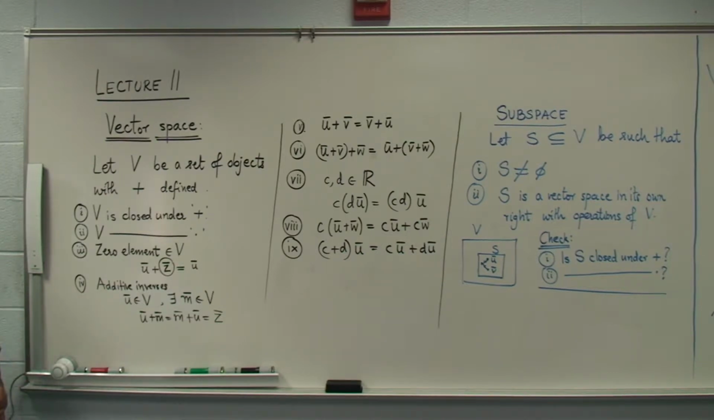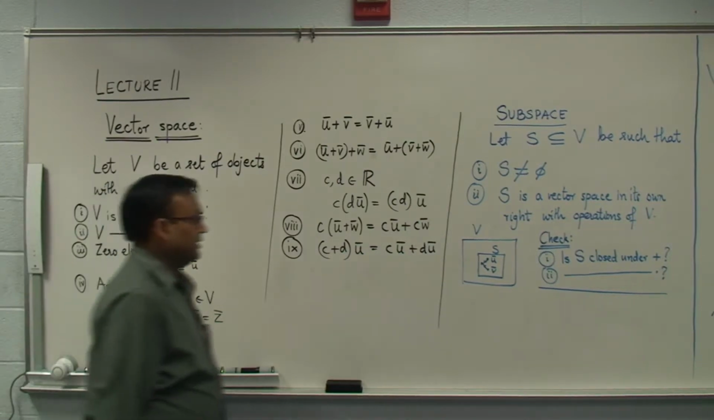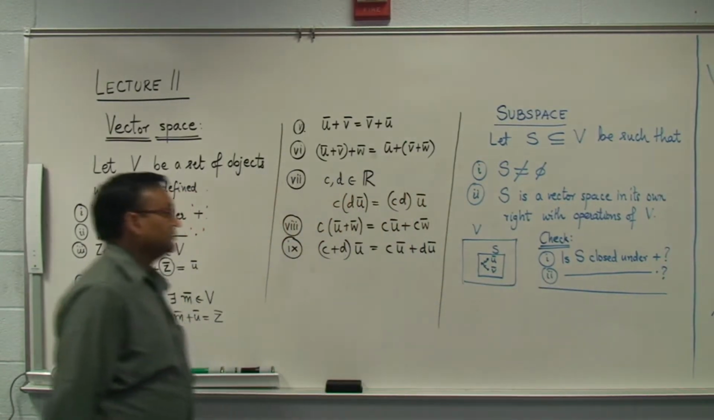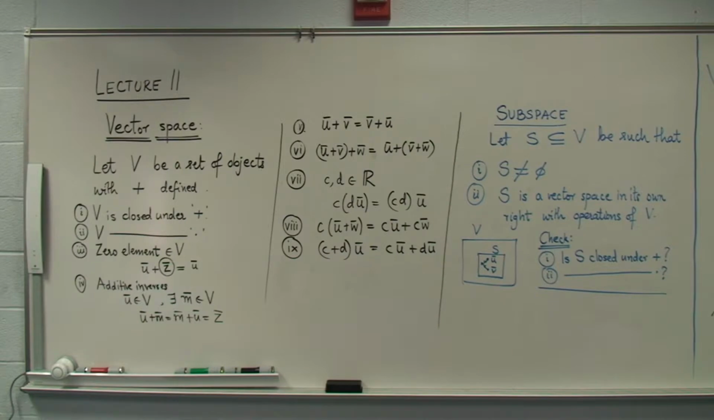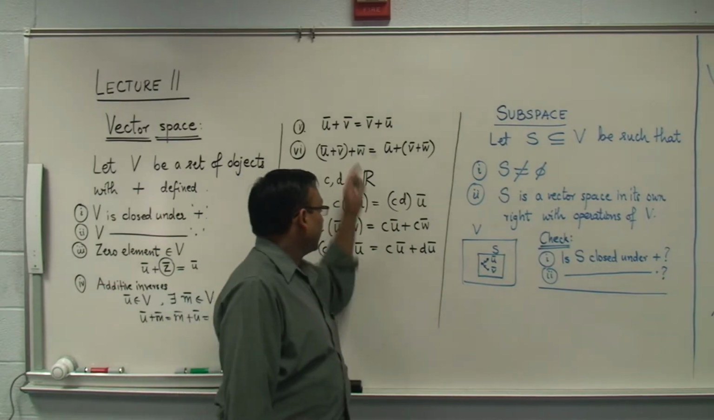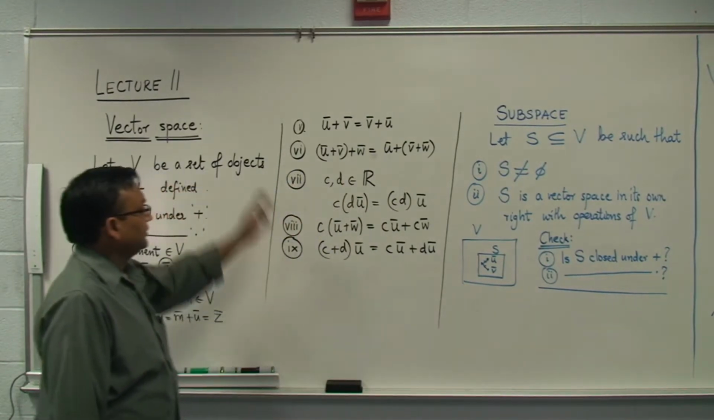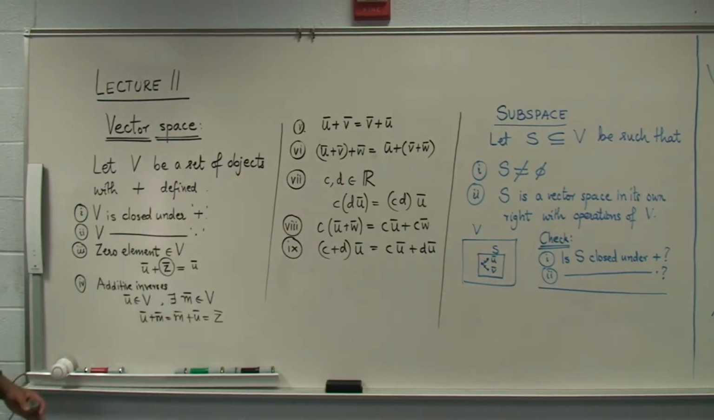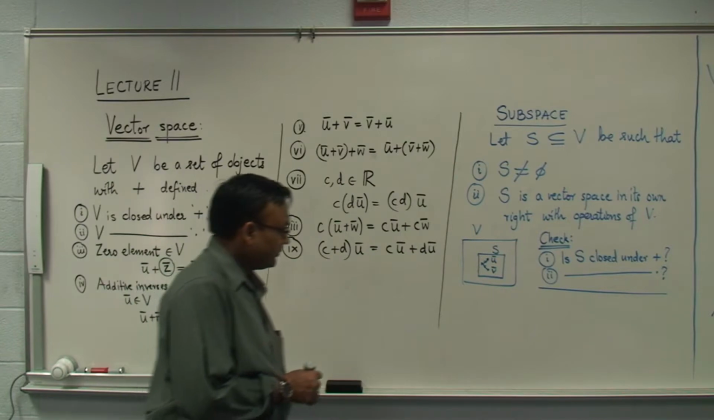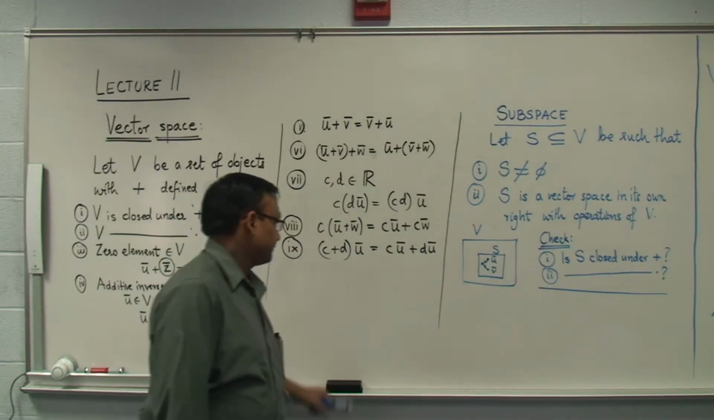What about the additive inverses? Well, I claim that the existence of inverses can be taken care of if I know that S is closed under addition and closed under scalar multiplication. And all these other properties were not properties of the set, they were properties of the operations. So if these properties hold true in the larger vector space V, they will also hold true in the smaller subspace S.